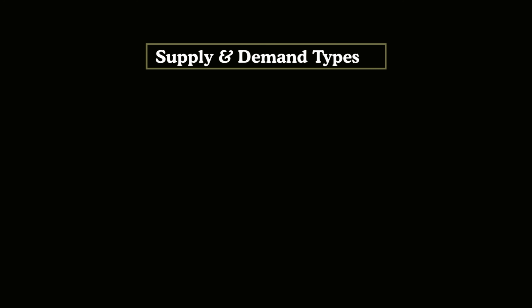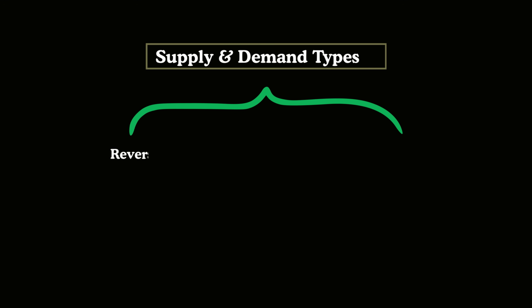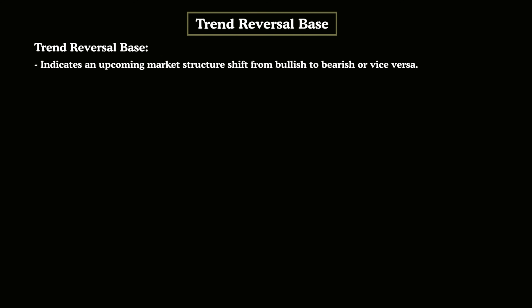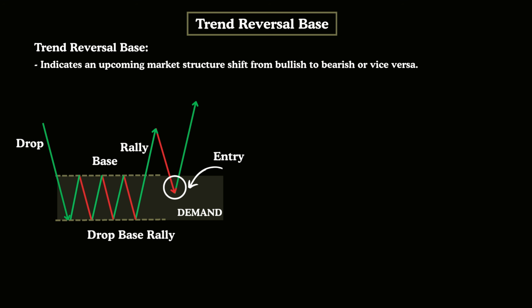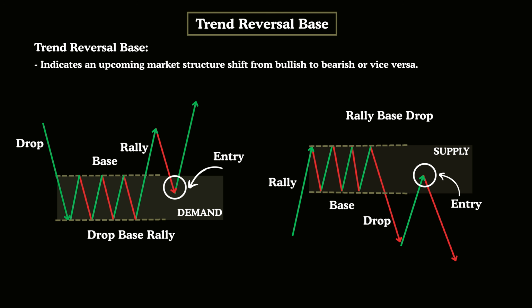Now, what are the main types of supply and demand? Supply and demand zone formations can be categorized into different types, including reversal patterns, continuation patterns, and flip patterns. Let's begin with the trend reversal base, a pattern that signals a potential shift in market structure, either from bullish to bearish or bearish to bullish. This reversal base typically manifests in 2 primary forms.